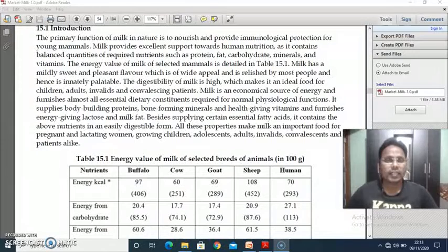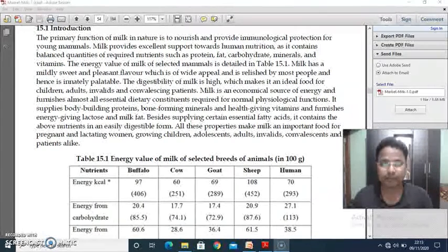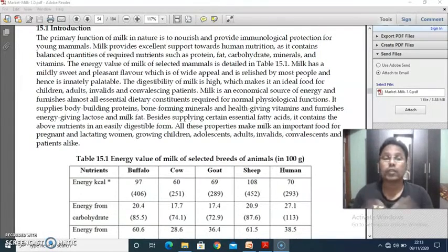We have seen in the previous lecture that the primary function of milk in nature is to nourish and provide immunological protection for the young animals. We have also seen that milk provides excellent support towards human nutrition, as it contains balanced quantities of required nutrients such as protein, fat, carbohydrate means the lactose, minerals and the vitamins.